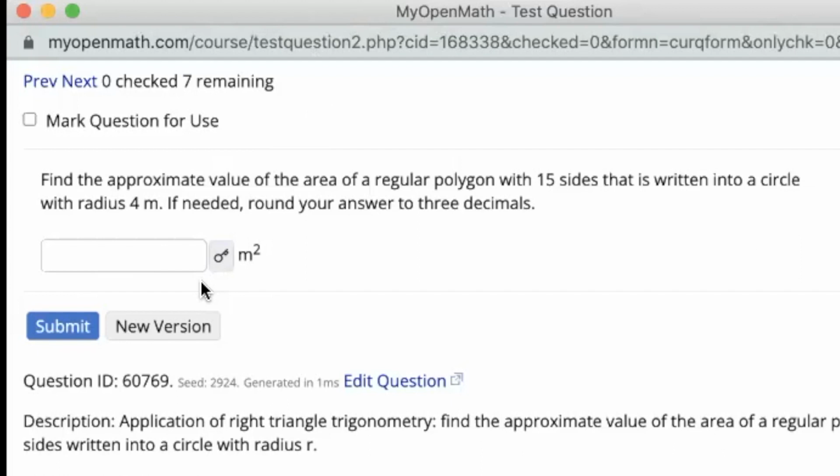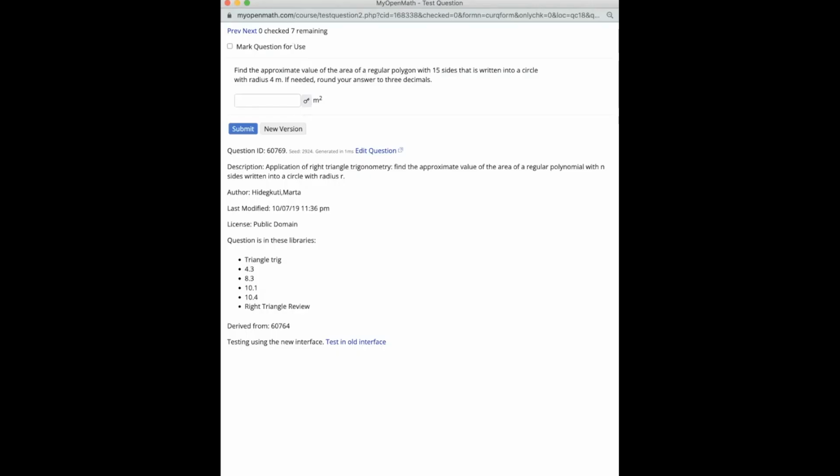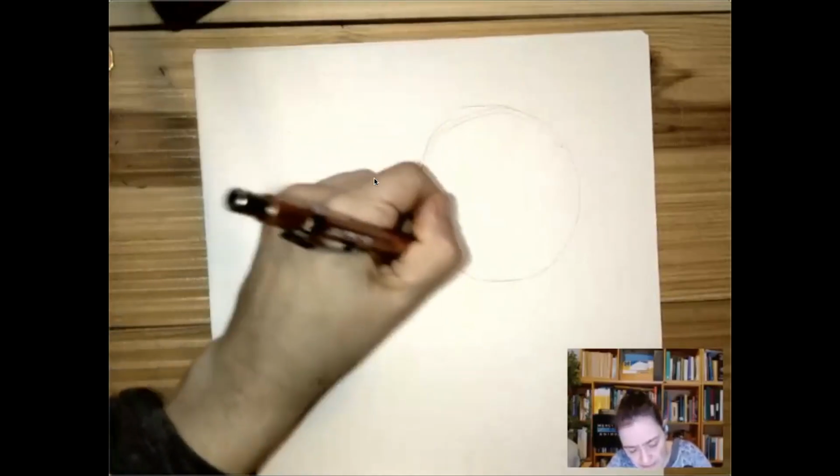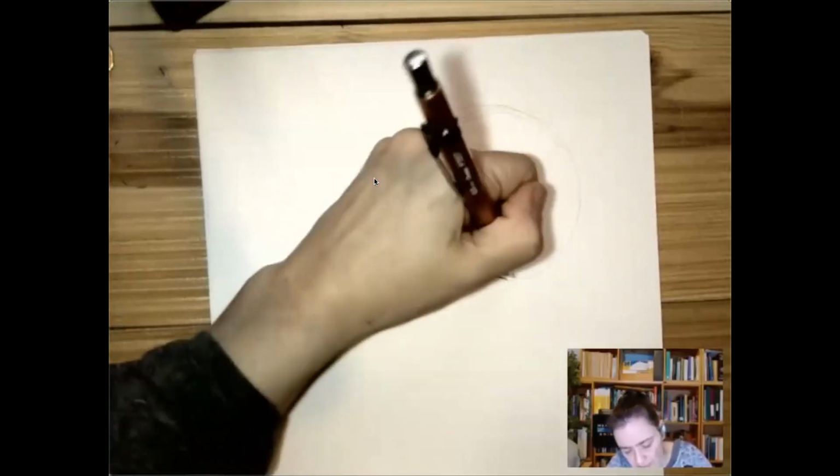We don't find the approximate value. That means we can use the calculator to find approximate values, i.e. decimals. But otherwise, this looks like a pretty straightforward application of right triangle trigonometry. Pretty basic. Regular polygons have the same sides and the same angles all over the place.